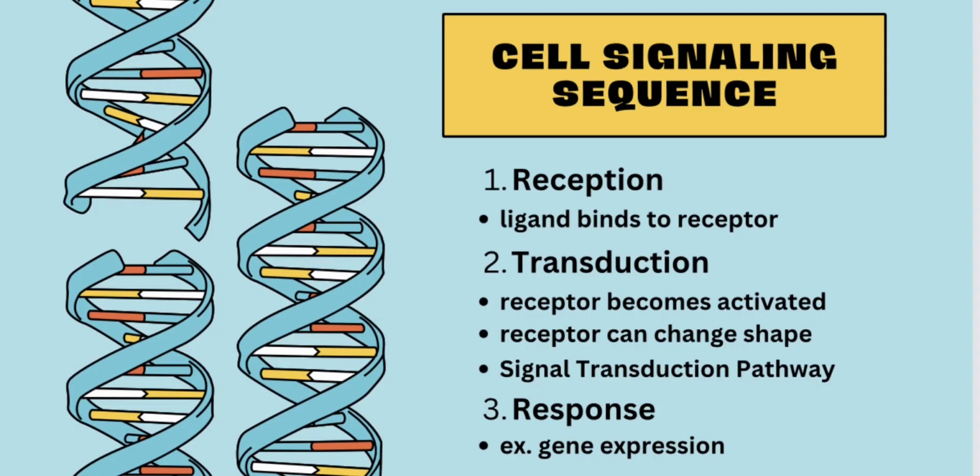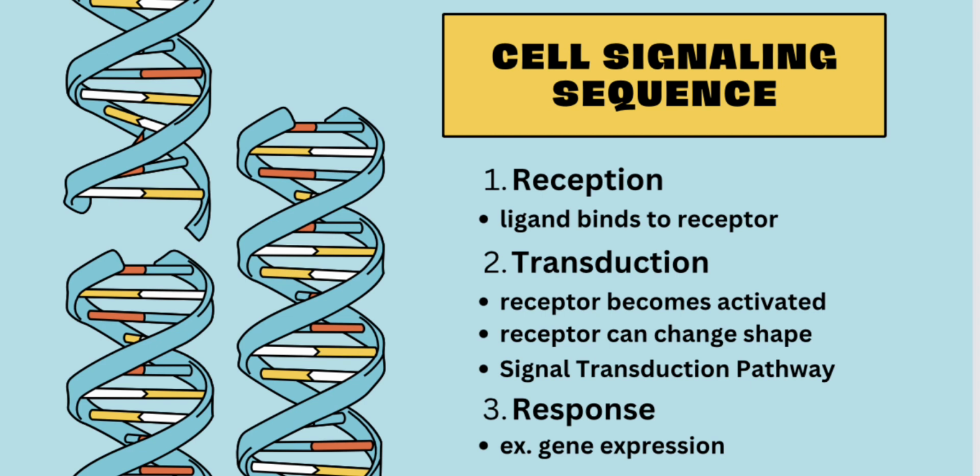There are three major steps in the cell signaling sequence. These steps include reception, transduction, and response. As I said before, in the reception stage, a ligand binds to the receptor. Second is transduction. In this stage, the receptor becomes activated by binding with the ligand. When this binding occurs, the receptor can change shape.